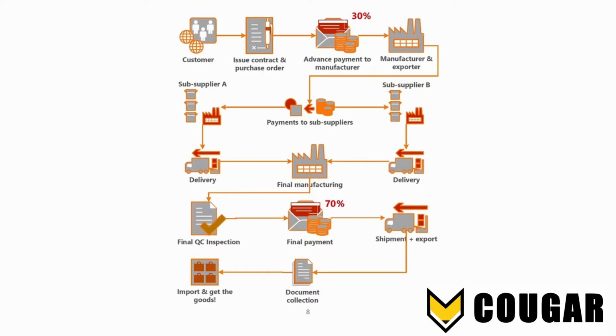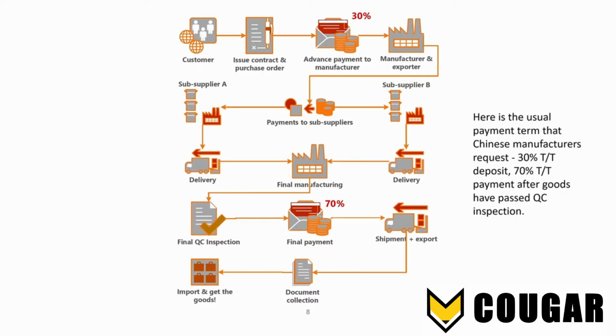A very typical payment term looks something like this. There's a 30-70 split where you pay a 30% deposit and then 70% final payment after the goods have passed a QC inspection. Usually what's going to happen is, once you're content that your supplier knows what they're doing and is able to actually produce your goods, then you send them the 30% deposit before they start production.